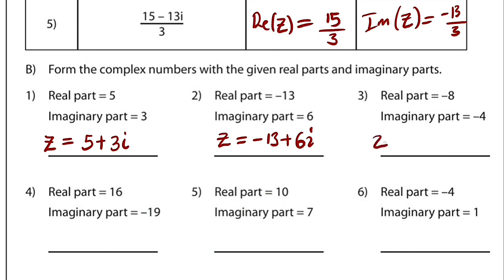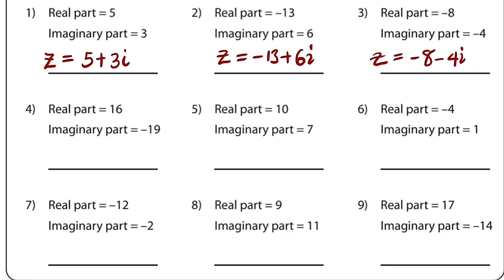Number 3, z equal to negative 8. The imaginary part is negative 4, then minus 4i. Number 4, they are as simple as that. So let me do 4, 5, 6 and leave the rest for you to try. So z here is equal to 16 minus 19i, and here z equals 10 plus 7i, and number 6 we have z.